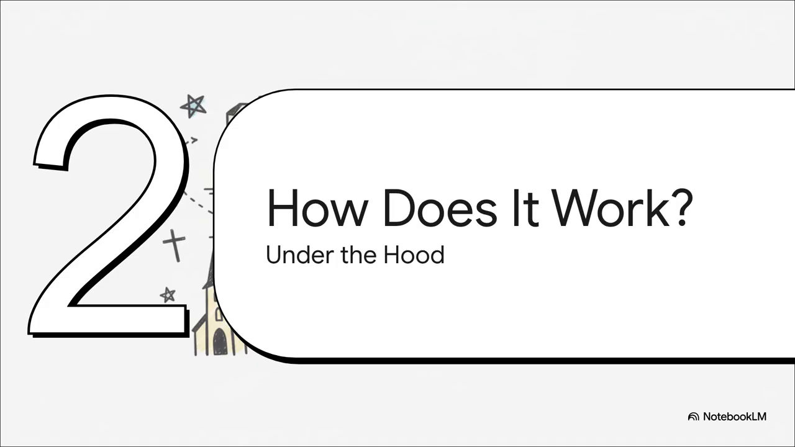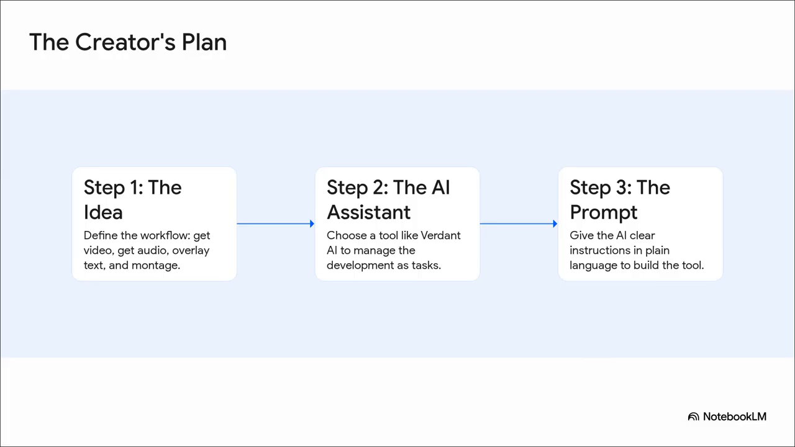All right, so how do you go from this incredible intention to an actual working piece of software? Let's pop the hood and take a look at how this thing actually works. It all kicked off with a super clear 4-step plan. First, just defining the core idea. Second, taking that idea and breaking it down into simple, manageable tasks. Third, picking the right AI assistant for the job. And finally, and this is the important part, writing a really clear prompt, just giving the AI instructions in plain language about what to build.